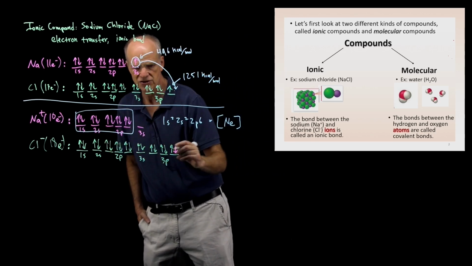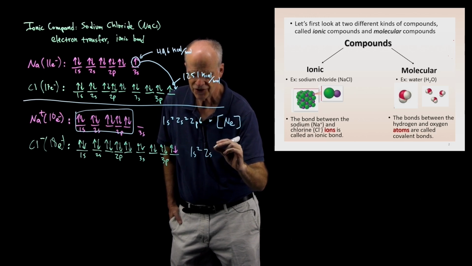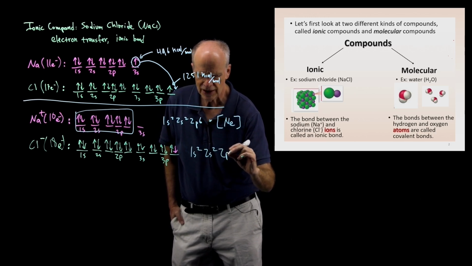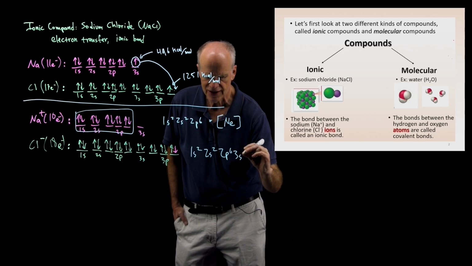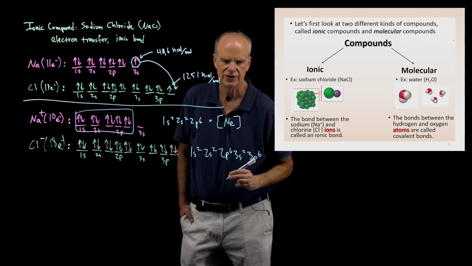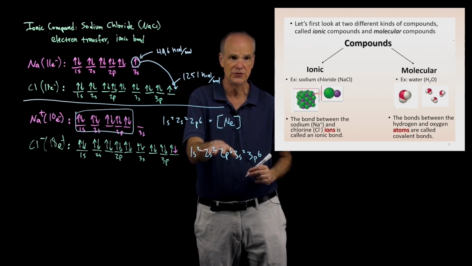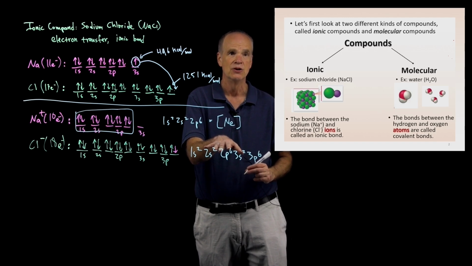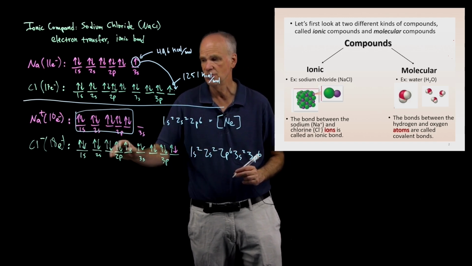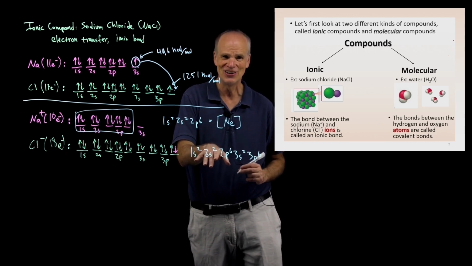Let's look at its configurations. It is 1s2, 2s2, 2p6, 3s2, 3p6. That's it. So if you look at this configuration, you will see now that it has 18 electrons, which is argon's electron configuration. So you have a chlorine atom here, but with argon's electron configuration.